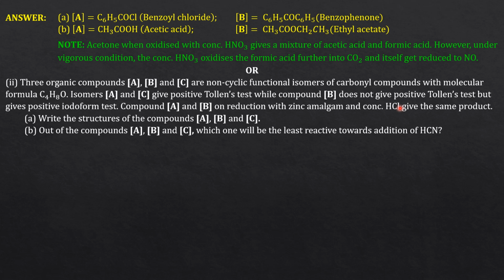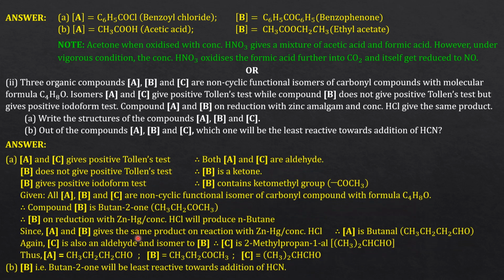And then they are saying B gives a positive iodoform test. So the ketone B must contain the keto methyl group, CH3CO. Up to this the information is clear. Then A and B on reduction with zinc amalgam, that is the Clemmensen reaction, give the same product, the same alkane. So that also we will use. Now use this information. As I said, these are the three pieces of information. Now all of A, B, C are non-cyclic functional isomers of a carbonyl compound with formula C4H8O.